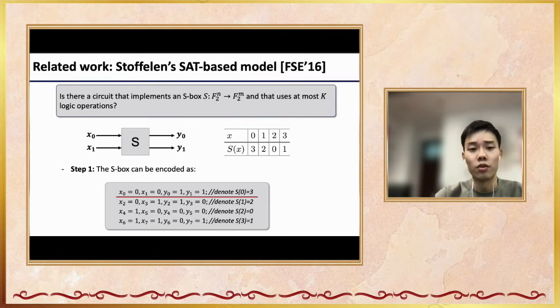We encode the decision problem into 2 steps. For the first step, we use binary variables to constrain the S-box, just like the row with the red line. We let x0 equal to 0, x1 equal to 0, and so on to denote that S0 equal to 3. The S1, S2, and S3 are expressed in the same way.